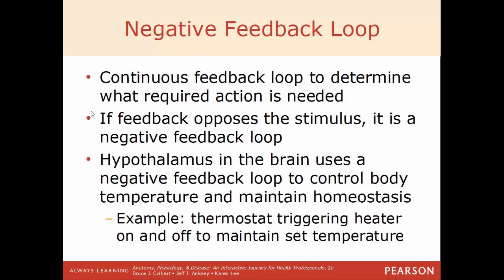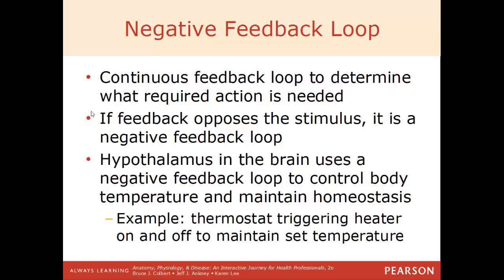The first one is the negative feedback loop. This is a continuous feedback loop to determine what action is required. If the feedback opposes that stimulus, it's considered to be a negative feedback loop. And what controls this is the hypothalamus in the brain. The hypothalamus will use the negative feedback system to control body temperature and therefore regulate homeostasis.